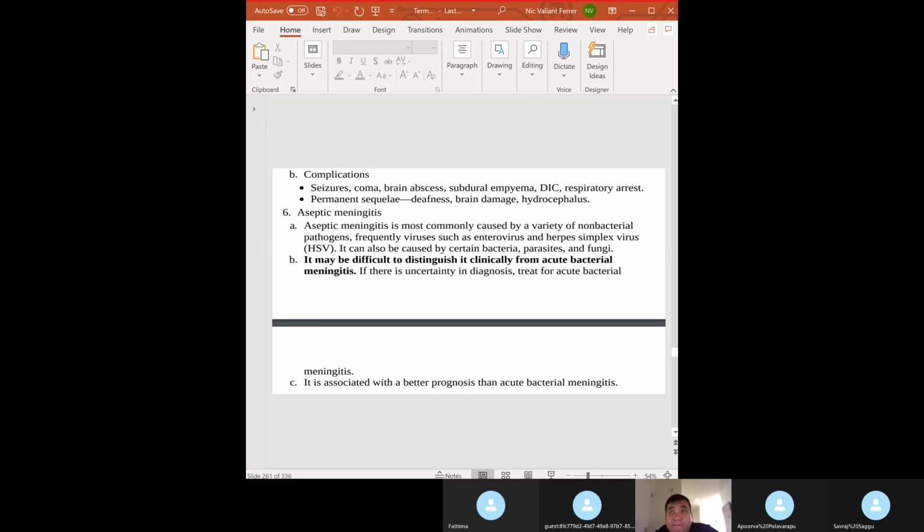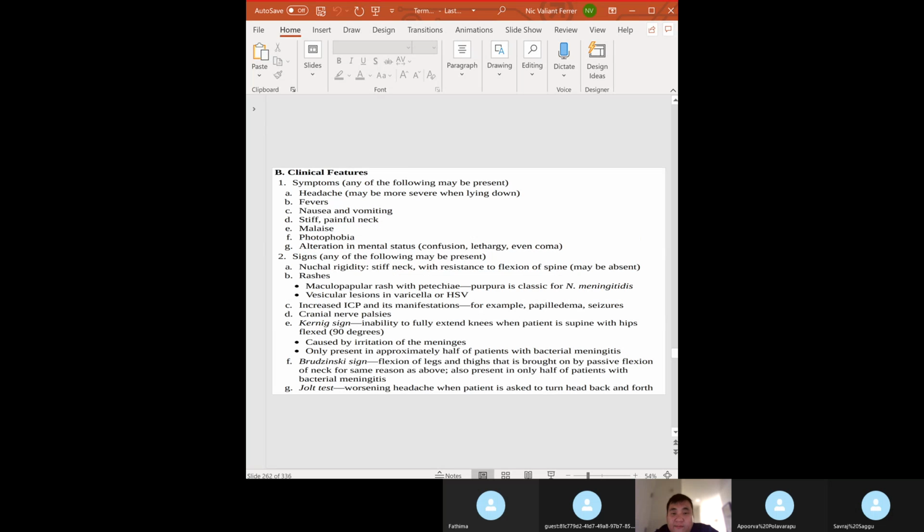There's something that's called aseptic meningitis, right? The most common cause of aseptic meningitis is HSV. Don't forget that. High yield. It may be difficult to distinguish from acute bacterial meningitis. So, doctors, don't forget, acute bacterial meningitis has a characteristic triad: fever, nuchal rigidity, and change in mental status.